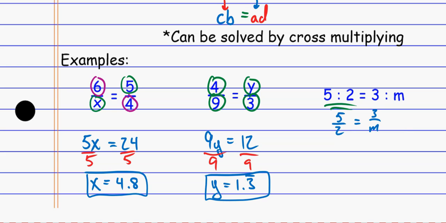And now it's cross-multiply. Ready? Here I'm going to do 5 times m, and it doesn't matter which ones you multiply first. I always start with wherever I see the variable. So 5 times m is a 5m. And then 3 times 2 is a 6. And now, once again, this is going to be a job for my calculator. I'm going to divide each side by 5. So I get m equals 1.2. Almost wrote a 4 there. That would have been hilarious. 1.2.